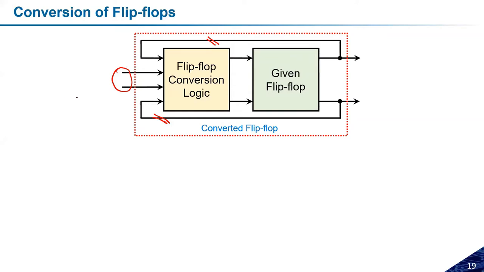Suppose I have to convert SR to D. SR has two inputs, but D has only one input, so here I will have only one input, not two. Similarly, suppose I have to convert D to SR. In the given flip-flop I will have only one input, but at the external input I will have two inputs. So I have to make an arrangement in such a way that this logic provides the input to this flip-flop so that it can act as an SR flip-flop. This is how we need to think about and convert these things.